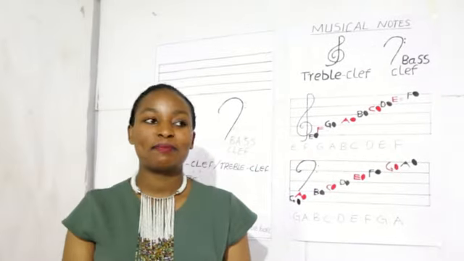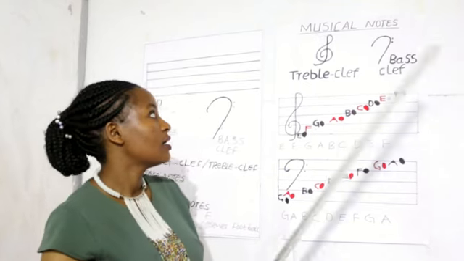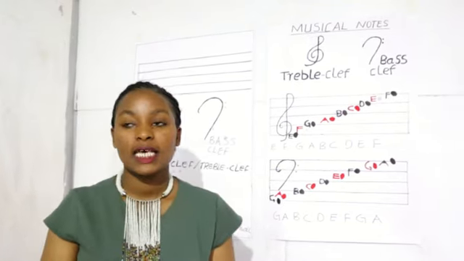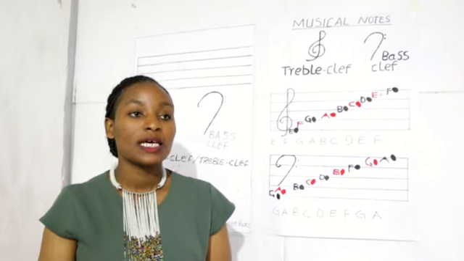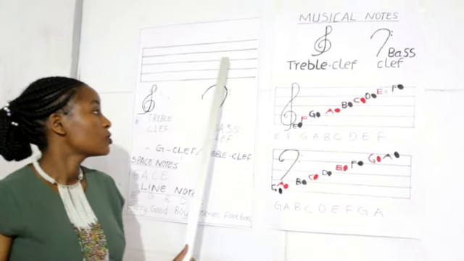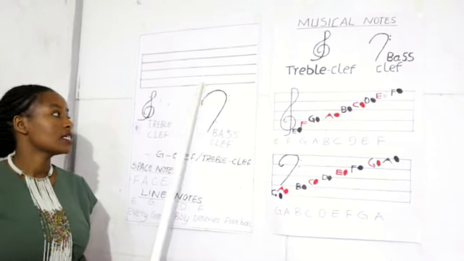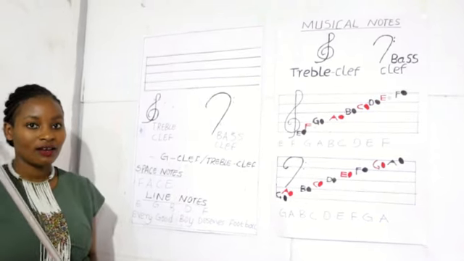So guys, welcome back. Today, as I said, we are going to read about the musical notes. And when you're looking at the musical notes, the first thing we look at is actually the staff. So we have something we call the staff. The staff is made up of 5 lines.